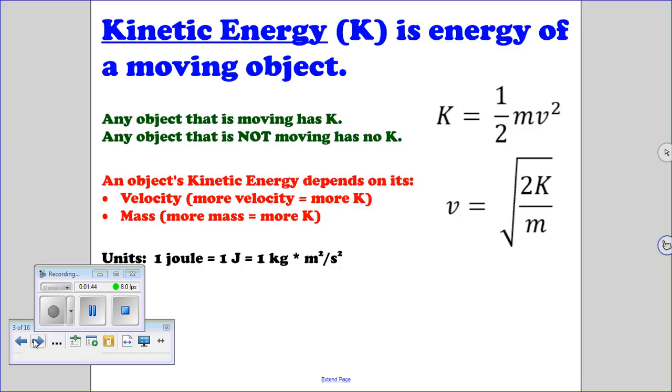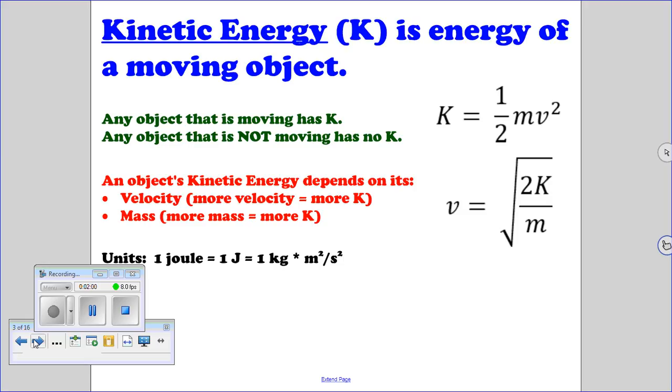So, kinetic energy. We're going to just use capital letter K for kinetic energy. I'm going to write KE all the time because I'm so used to doing it, so if I write KE, I mean K. Any object that's moving has kinetic energy.